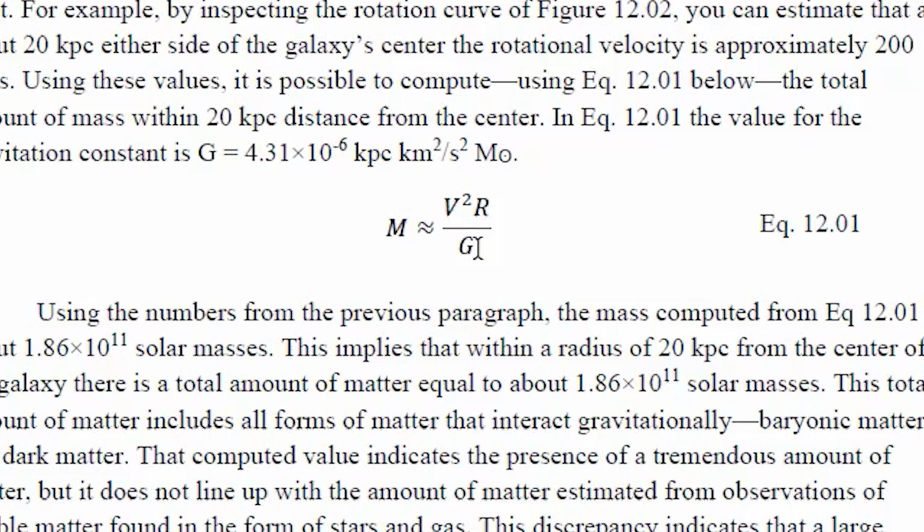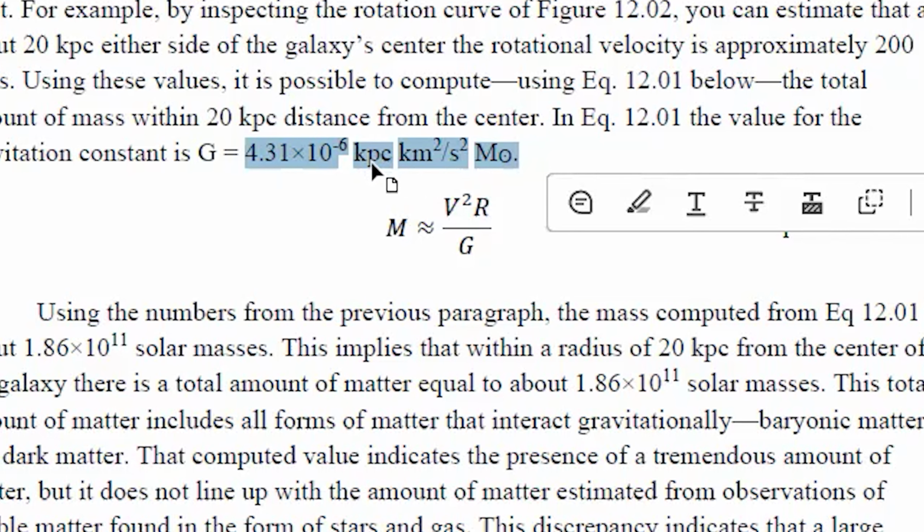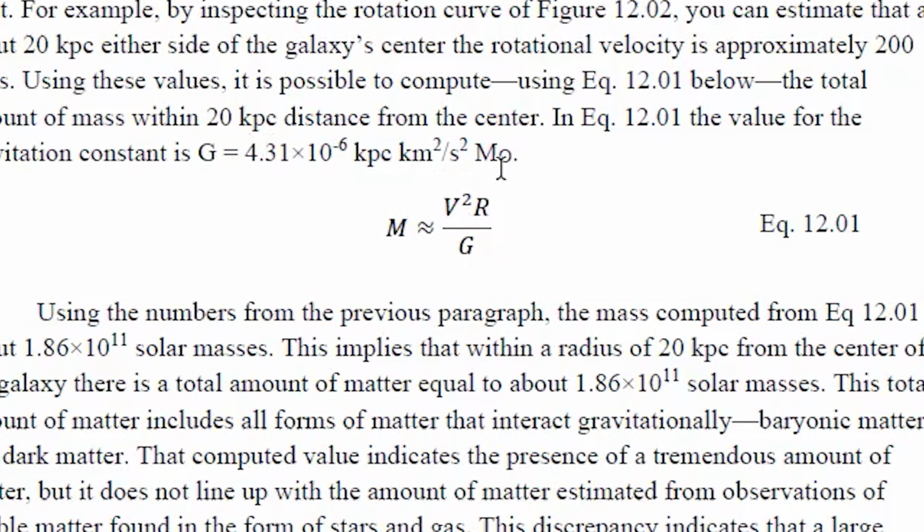And then G. G is actually the universal gravitational constant, and its numeric value is given right up here, 4.31 times 10 to the negative 6, and the units are kiloparsecs, kilometers squared per second squared, per solar mass. I know that sounds like a weird unit, but it actually works out that way. When you plug in G and V in kilometers per second and R in kiloparsecs, then the mass turns out to be in units of solar masses.